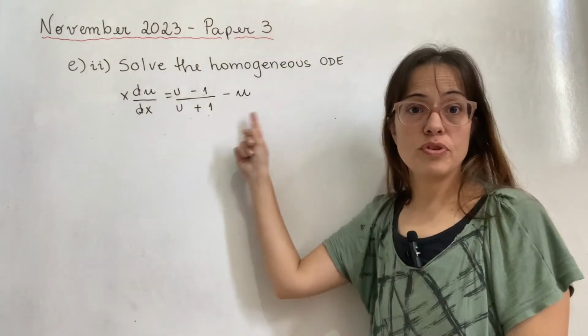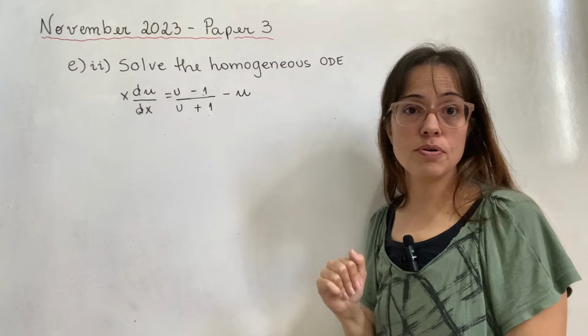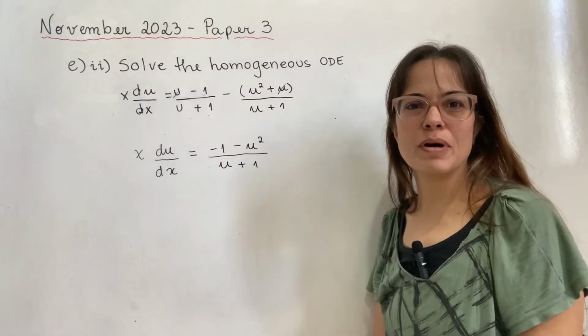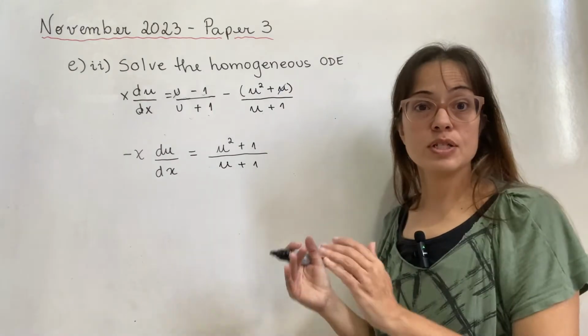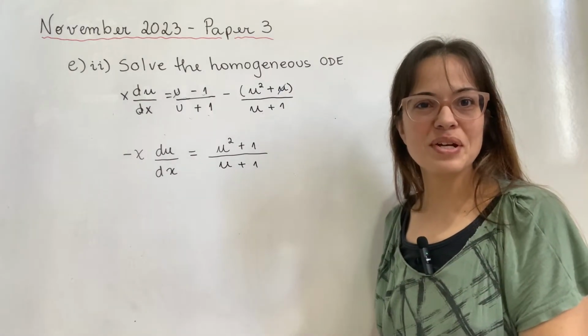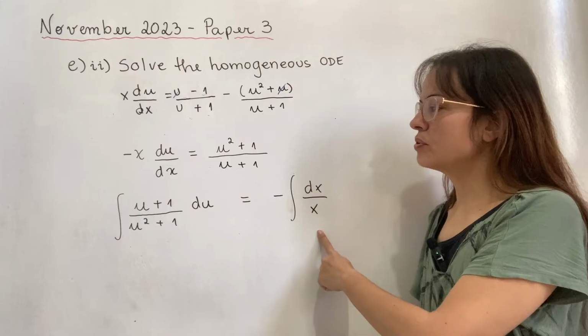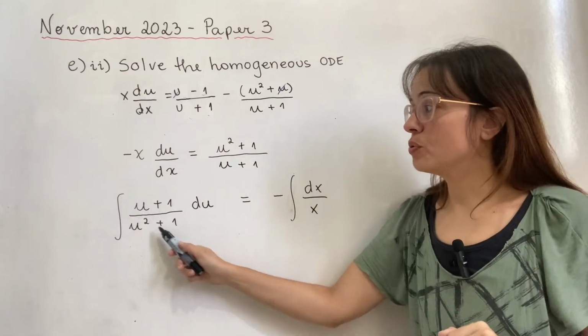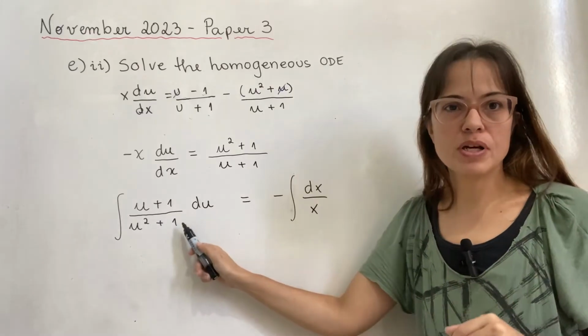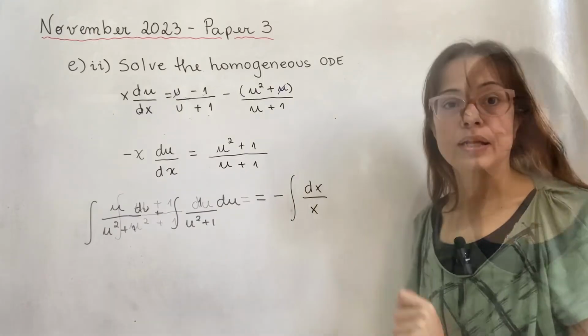Now we're going to put these two things under the same denominator. I'm going to multiply both sides by -1 because this is making me nervous, but you absolutely don't have to. Now let's move things around to separate the variables. This integral is easy, that one not so much, but I want to separate it into two integrals, u over the denominator plus 1 over the denominator, like that.